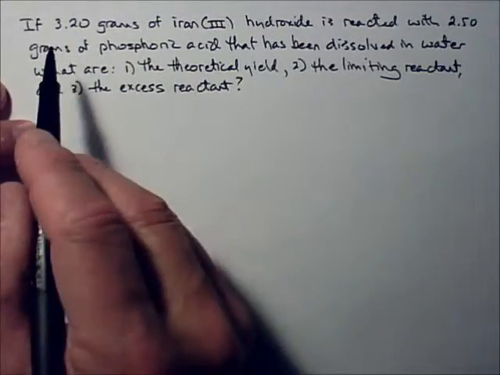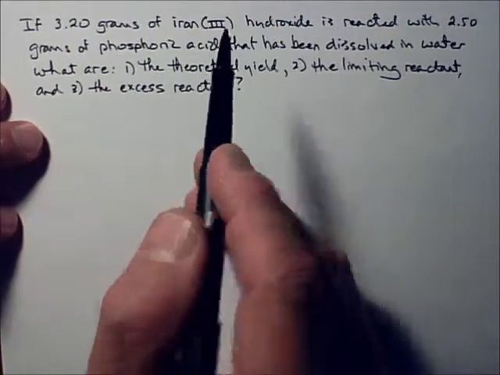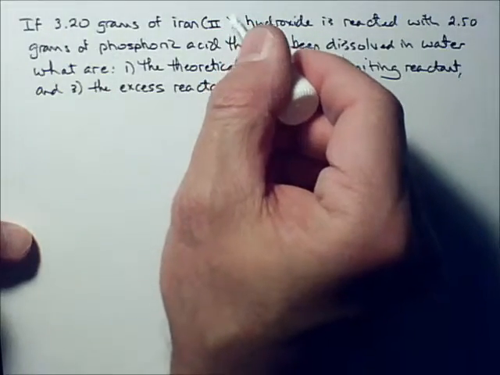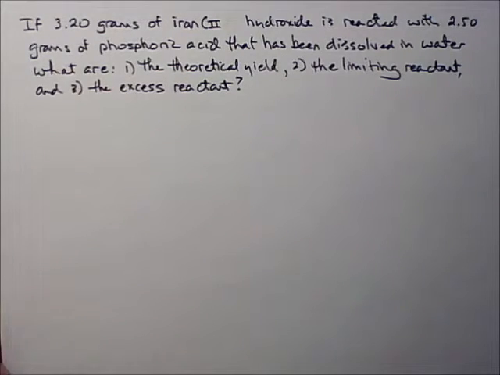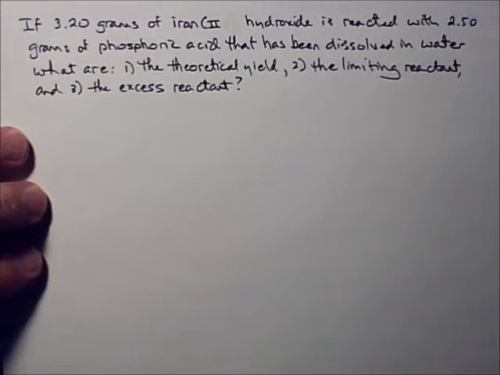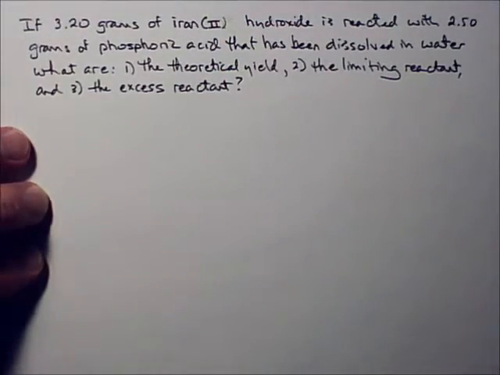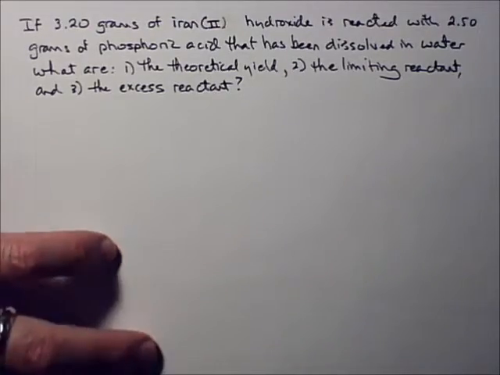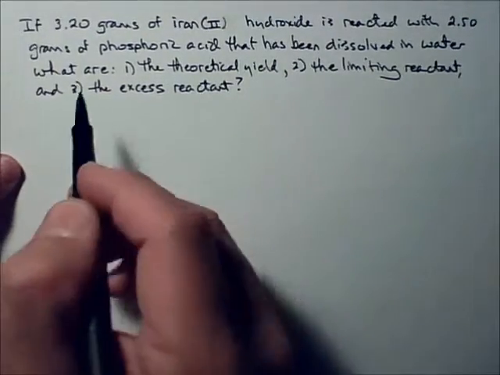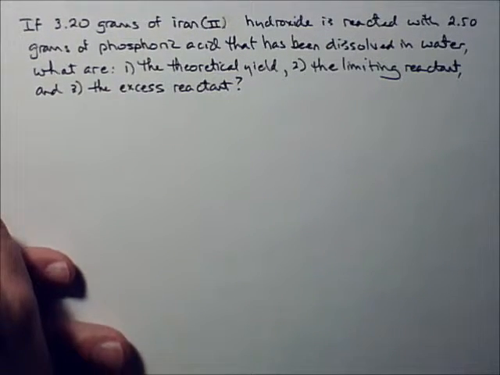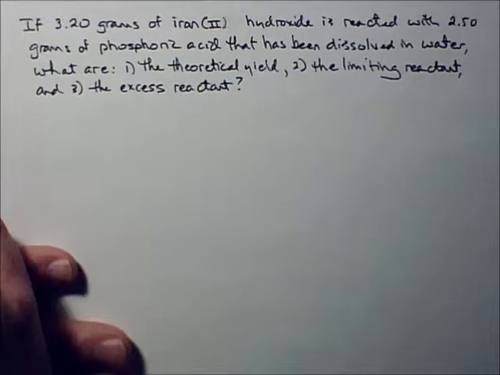So it tells you if I have 3.20 grams of iron, actually that should be iron 2, not iron 3 hydroxide. Let me change that, please. Iron 2 hydroxide, not iron 3 hydroxide, okay? If 3.20 grams of iron 2 hydroxide is reacted with 2.50 grams of phosphoric acid that's been dissolved in water, what are 1, the theoretical yield, 2, the limiting reactant, and 3, the excess reactant?